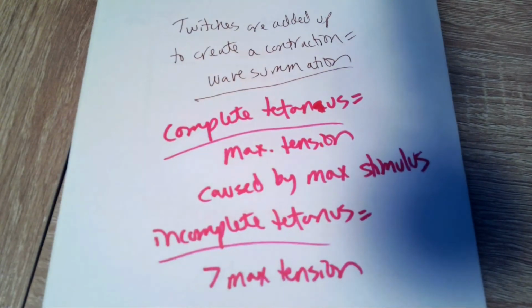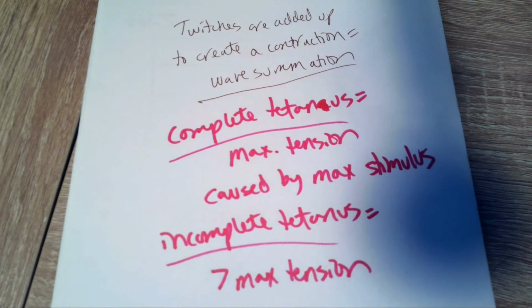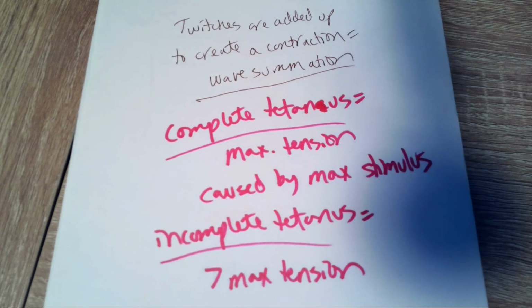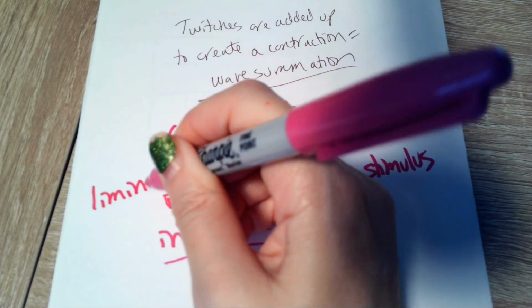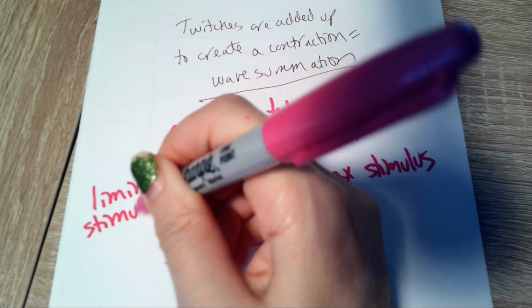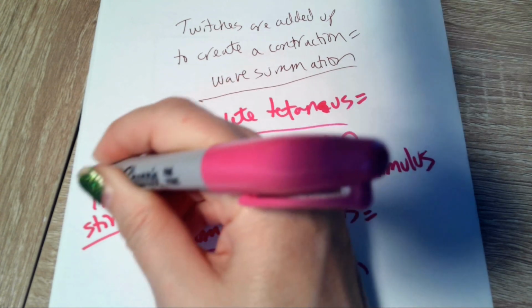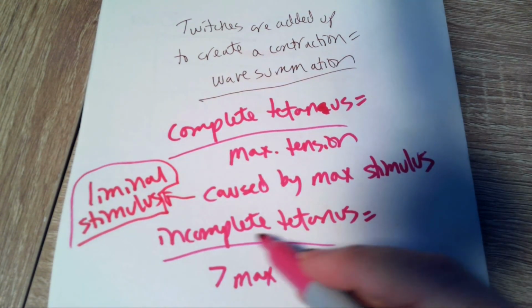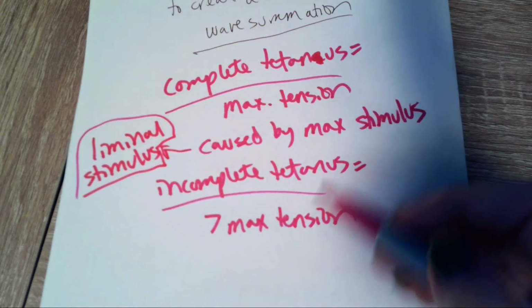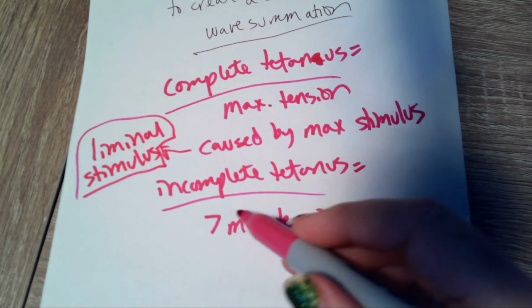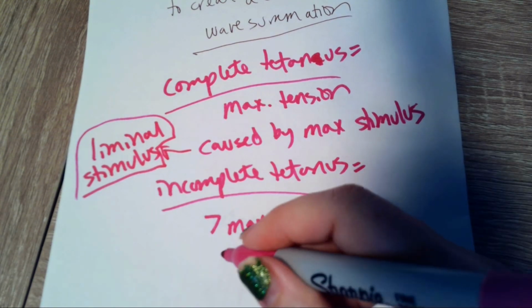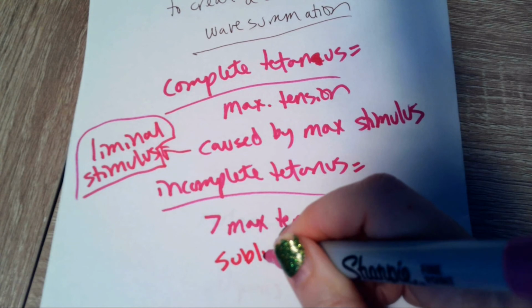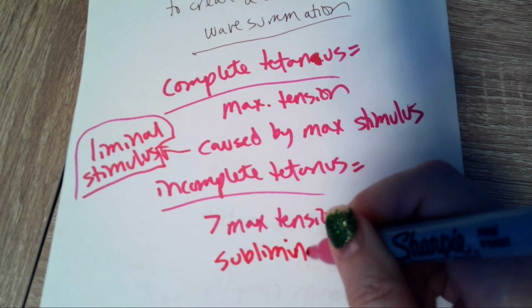Now, another word for maximal, or thinking of the most stimulus you could have, we could also call liminal stimulus. So we could just use that word also. So that's a vocabulary word. If you look in your lab book, you'll see that popping up. So liminal stimulus, and therefore if we have a situation where we're coming up with incomplete tetanus with something less than maximal tension, so submaximal tension, it would be called subliminal stimulus.